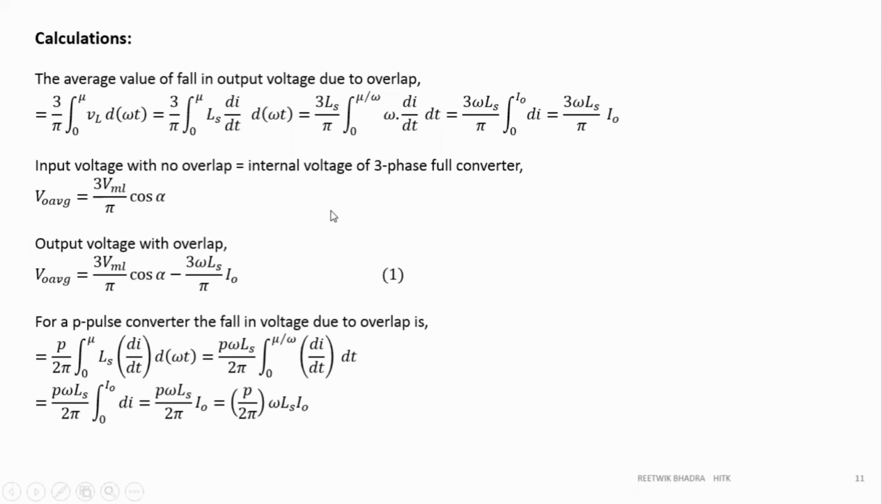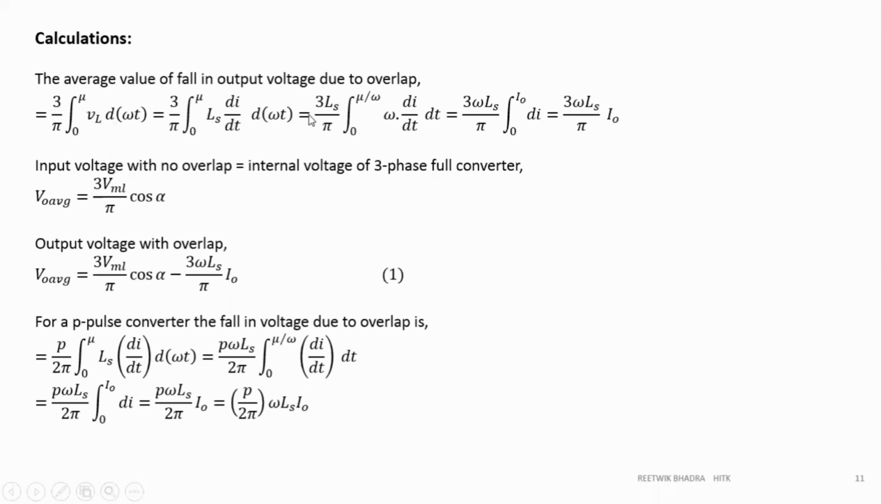So what we are doing, we always study during the overlap period. So we are studying during the overlap period. What will be the drop across that voltage? What will be the drop across the inductance? It will be 3 by pi because it is three phase. So 3 by pi integration 0 to mu, because our overlap period is from 0 to mu. I'm considering only the overlap period, so only the mu period. What I'm integrating is VL, the voltage across the inductor. So the voltage across the inductor is Ls di by dt.